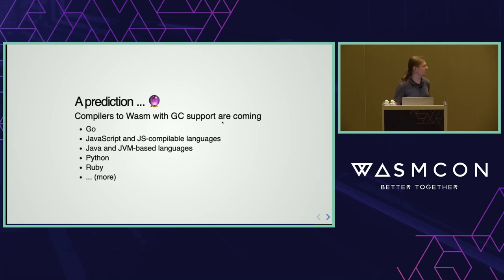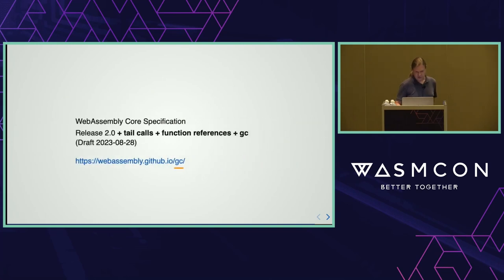This will add support for Java and JVM-based languages, as well as Python and Ruby, very, very soon. But I actually think that Go will be the first, because the pace of development in that ecosystem is pretty astounding. So I would say Go will probably be the first garbage collected language that compiles to Wasm GC. We'll see.